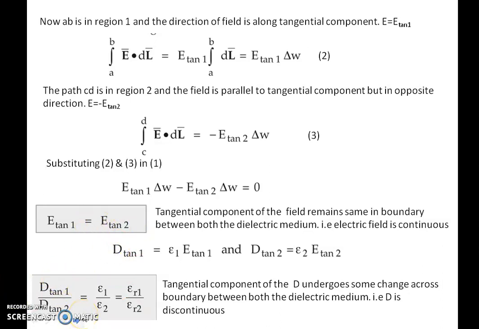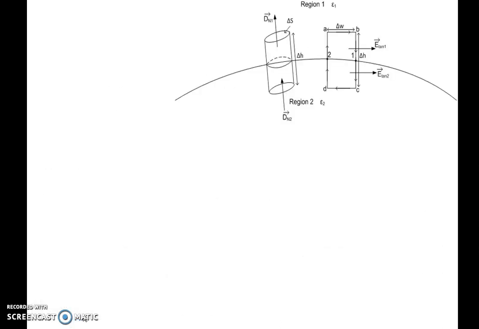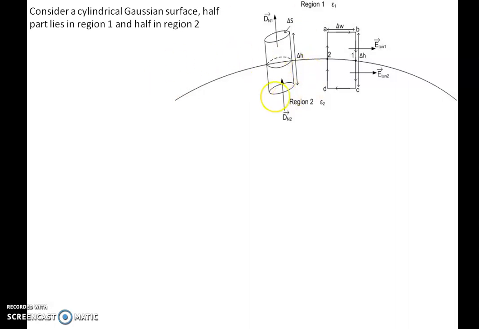Next we will find the normal component of field intensity and the flux density. For that I am considering a Gaussian surface with area of delta S and height of delta H. So the normal component of D, that is flux density, in region 2 is DN2, and the normal component of flux density in region 1 is DN1.